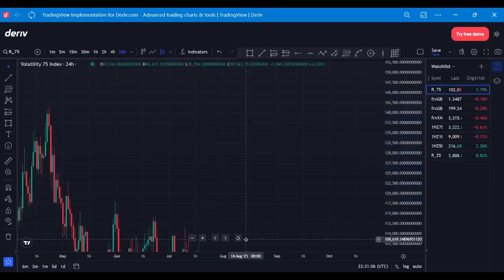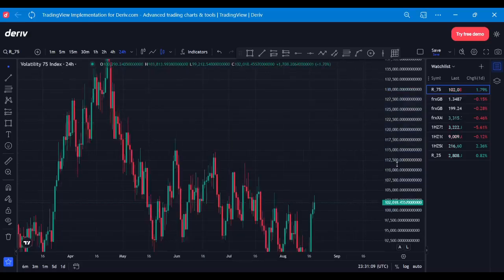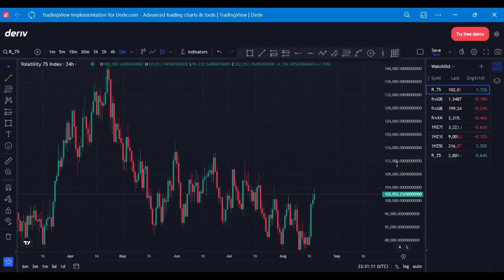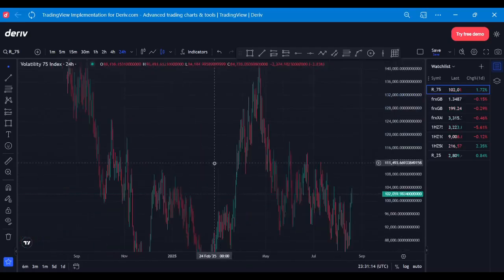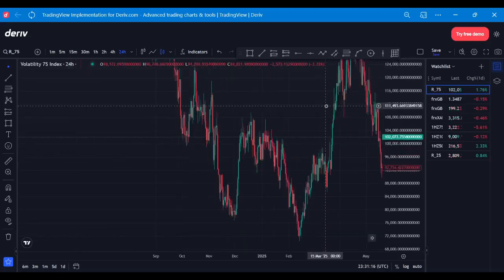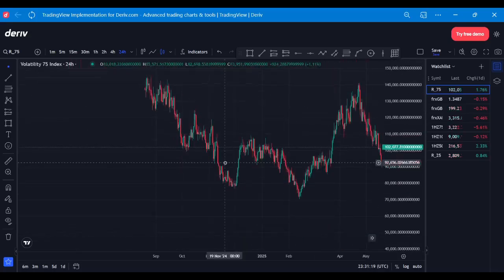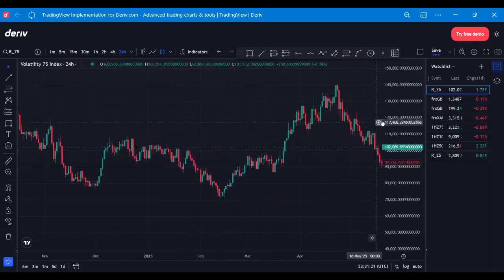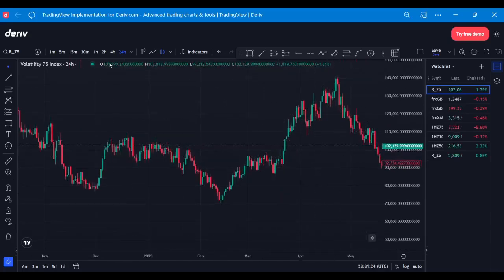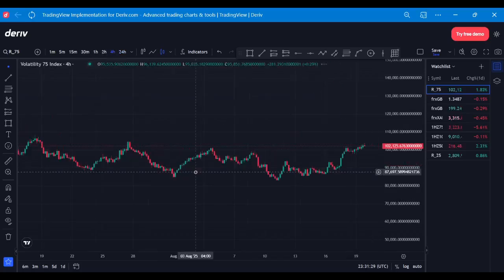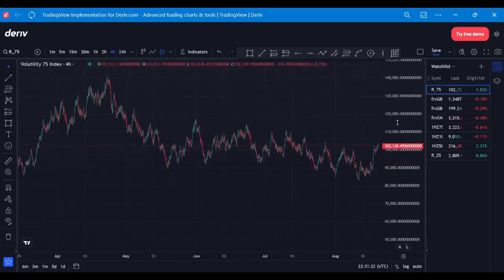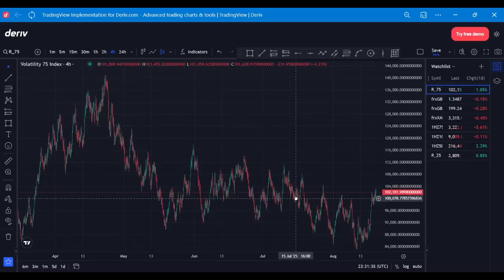Rephrasing. Then what again? So we talked about supply and demand, where you identify a place of supply is where you see a rapid move to the upside or downside after consolidation. Let me go to a 4-hour time frame so we see this clearly. We talked about market structure first. Market structure is the general direction of the market.